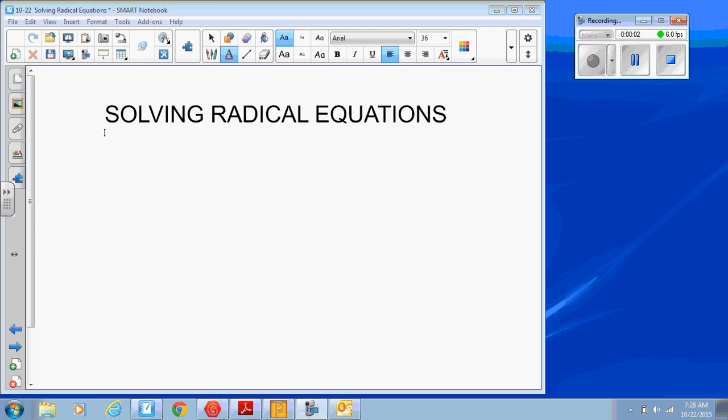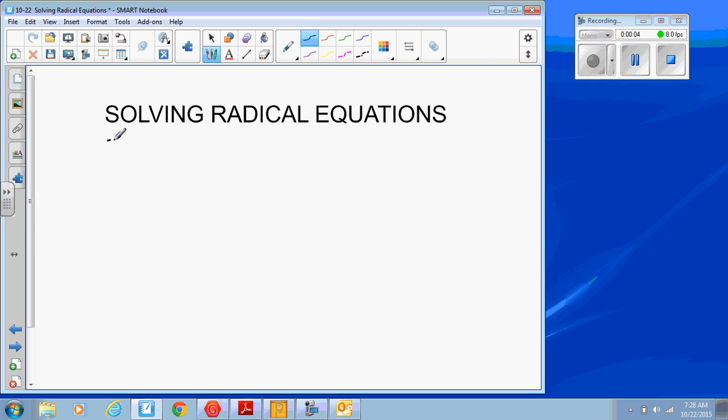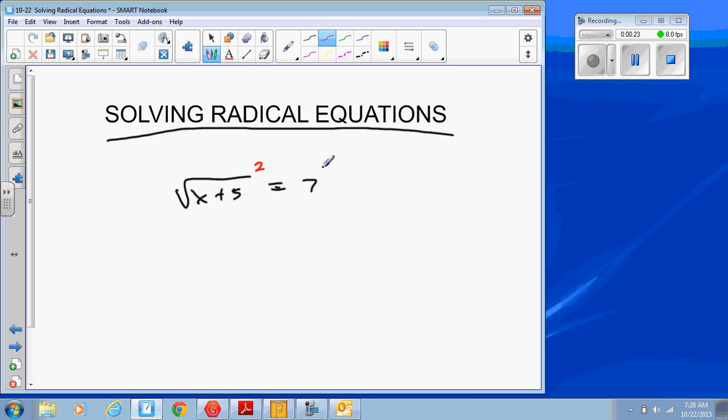Today's lesson we're going to work on solving radical equations, basically equations that include a radical symbol. If we have something like the square root of x plus 5 equals 7 and I want to solve this, I have to get rid of the square root symbol. To do that, I would square both sides. Mathematically, we can do the same thing to both sides of the equation, and it's still going to remain equal.